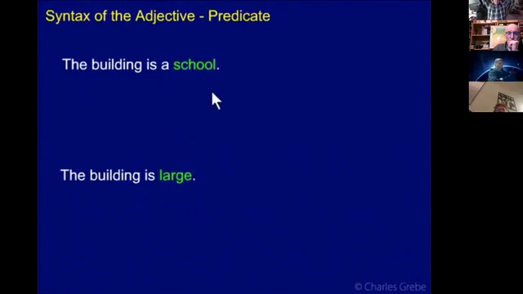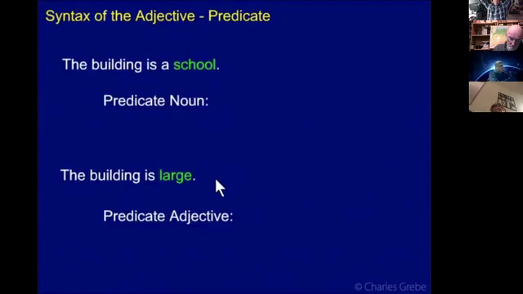Here we have two sentences. The bits that are different are on the end here. The building is a school. The building here is a subject in both of them. We have a linking verb, is. In Hebrew, we'll see that this will be implied. You won't actually see it written out. And then we have this thing following it. Now this here is a predicate noun, and this is a predicate adjective.